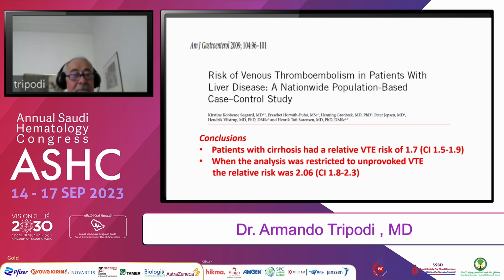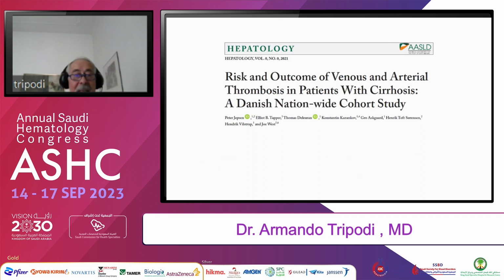Following this first paper, there were at least two population-based case control studies made in Denmark, which showed as a conclusion that patients with cirrhosis had a relative risk of venous thromboembolism which is close to 2. And when the analysis was restricted to unprovoked VTE, the relative risk was even higher. And the last paper in this epidemiological evidence is one in which the authors investigated the risk and outcome of venous and arterial thrombosis in patients with cirrhosis, again in Denmark.